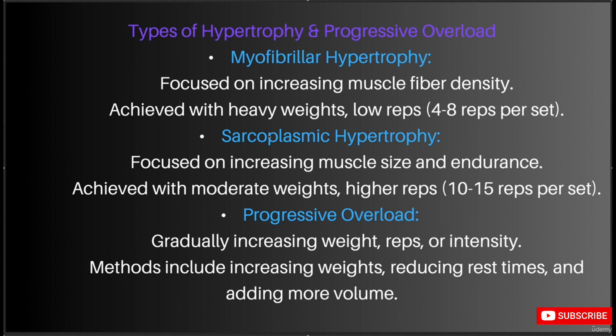So we are introduced to another term called progressive overload. This is applied when you gradually increase the weight you use, okay? Gradually increasing weight, reps, or intensity. Progressive overload is basically increasing your weights as you get stronger. That's how you put it in simpler terms. Progressive overload doesn't necessarily mean increasing the reps or increasing the weight. It could also be intensity. So we're going to move on to the next slide.